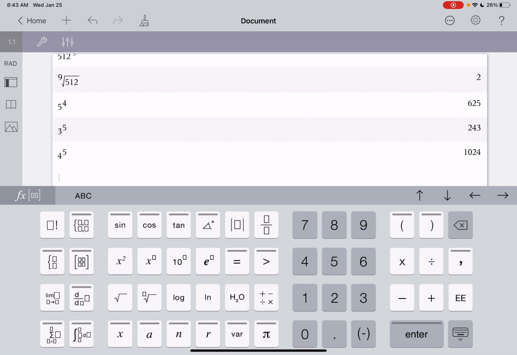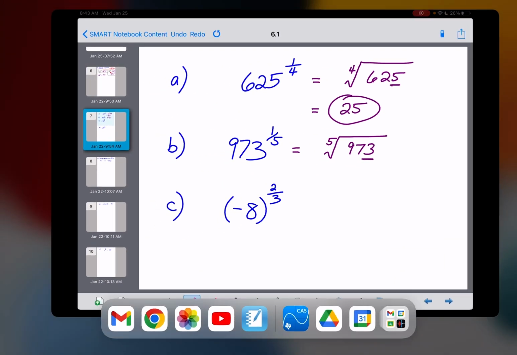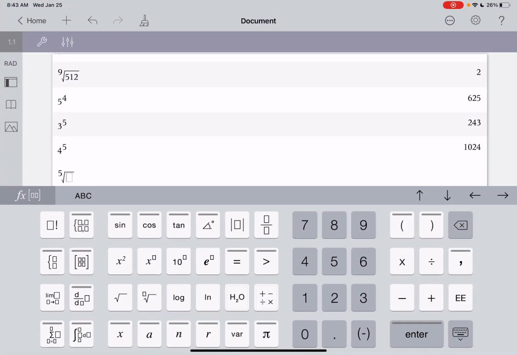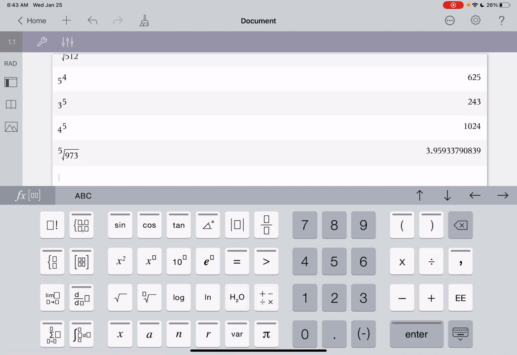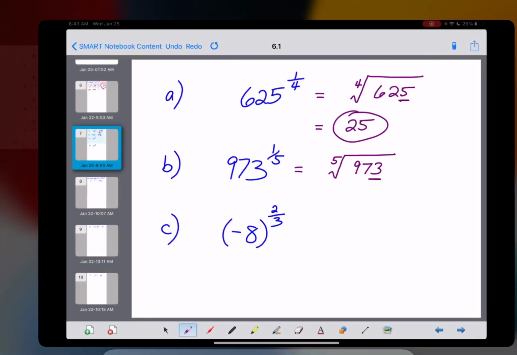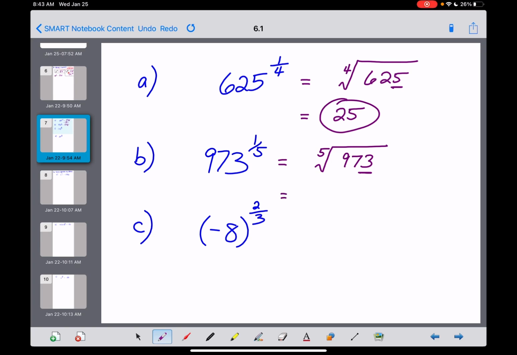So again, for you guys, I'd hit Math 5 and then do the 5th root of, I forgot what the number was, 973. And let's see what we get there as a decimal. So again, your calculator would give you this. Okay, and we'll round that to the nearest hundredth, everybody, and write 3.96. Okay, so that's what we're going to write for this, 3.96, and we'll have to call it good at that point.